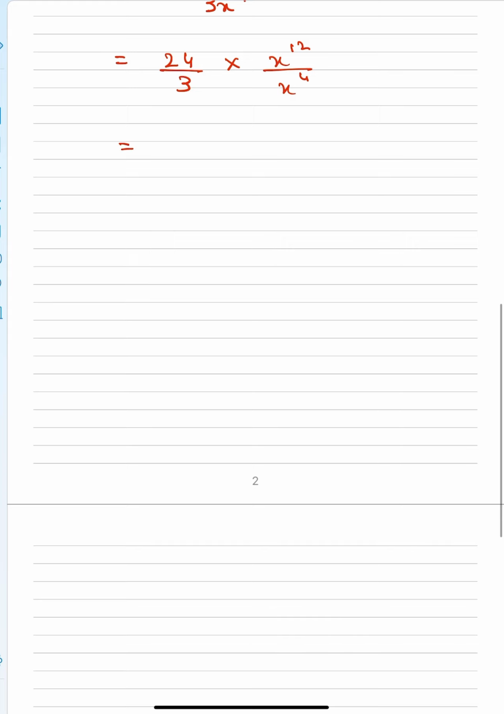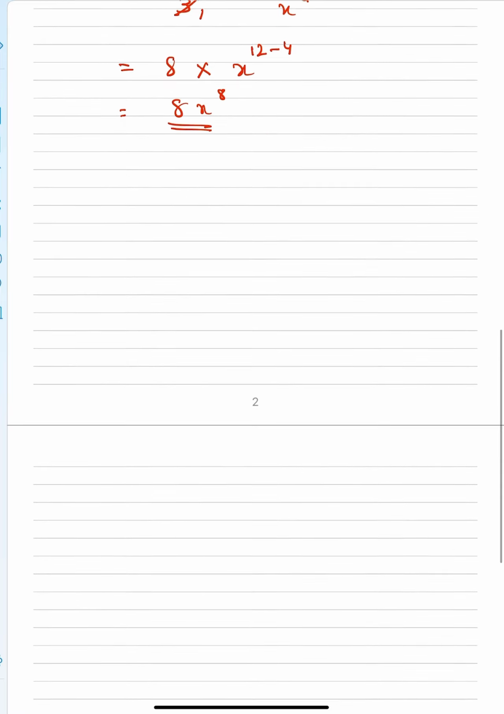Now, what will I do? In the table of 3, I have got 24. Correct? That is 3 ones are 3 and 3 eights are 24. So here it is 8 and this is nothing but x raised to 12 minus 4, because x raised to 4 is in division. So we will get 8 into x raised to 8. This is the answer.